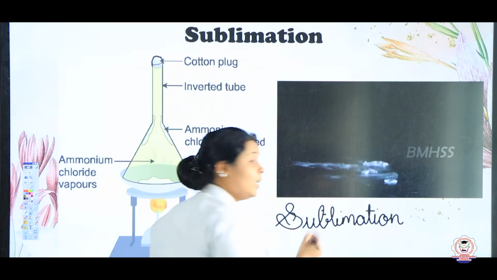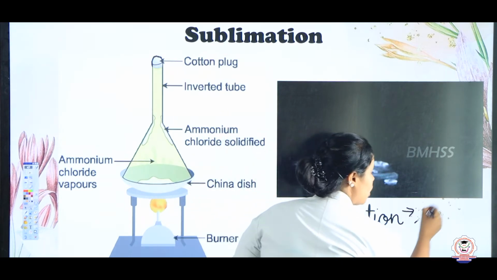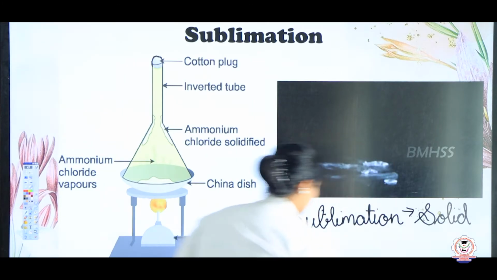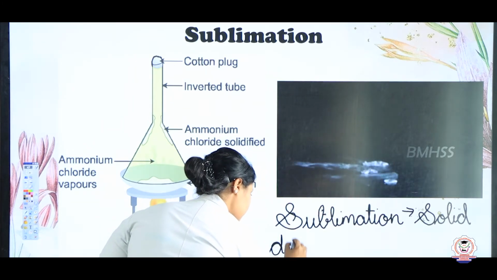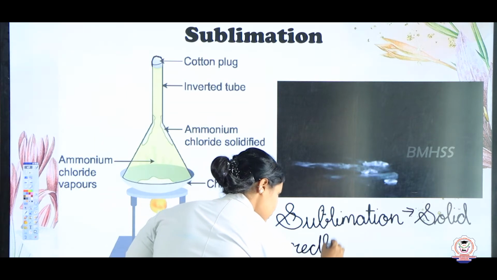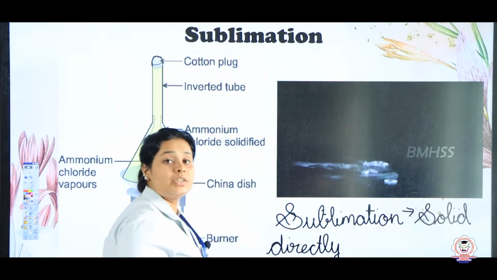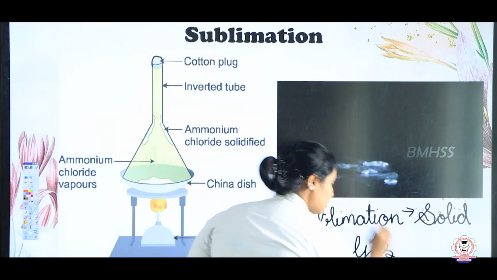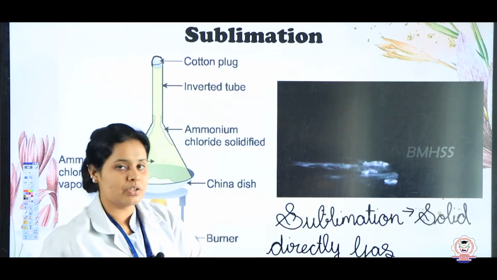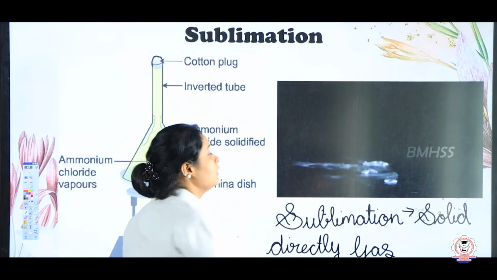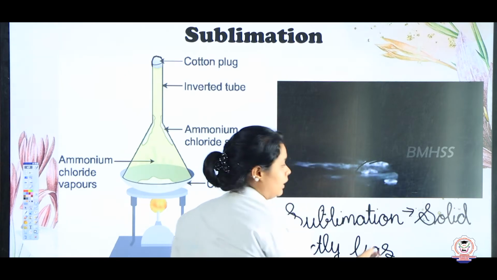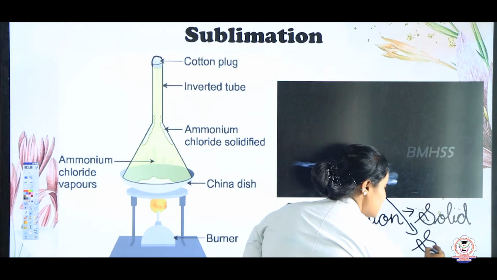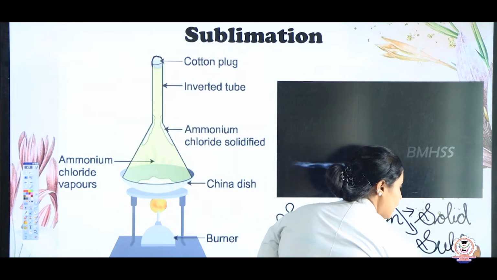sublimation is a process in which a solid directly changes to what, children? Changes to gas. Okay. So that means sublimation is happening, and in the same way the substance which is getting converted is known as sublime. What is it? Sublime.